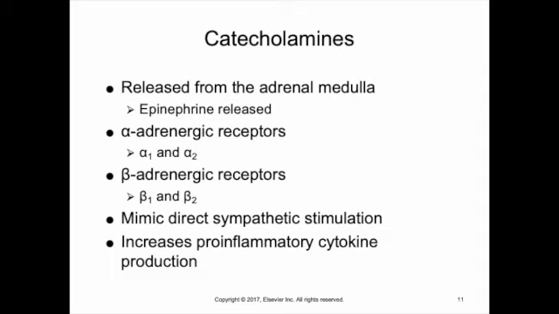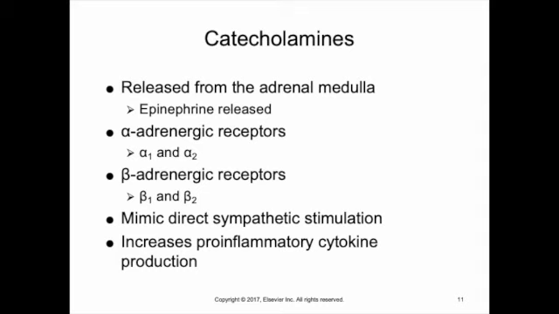Catecholamines exert their effect by binding to specific receptors called adrenergic receptors, and there's two main types. We have the alpha adrenergic and the beta adrenergic receptors, and within that we have 1 and 2. The activation of the alpha 1 receptor leads to vasoconstriction and increased blood pressure. On alpha 2, this is playing a role in the release of neurotransmitters and hormones.